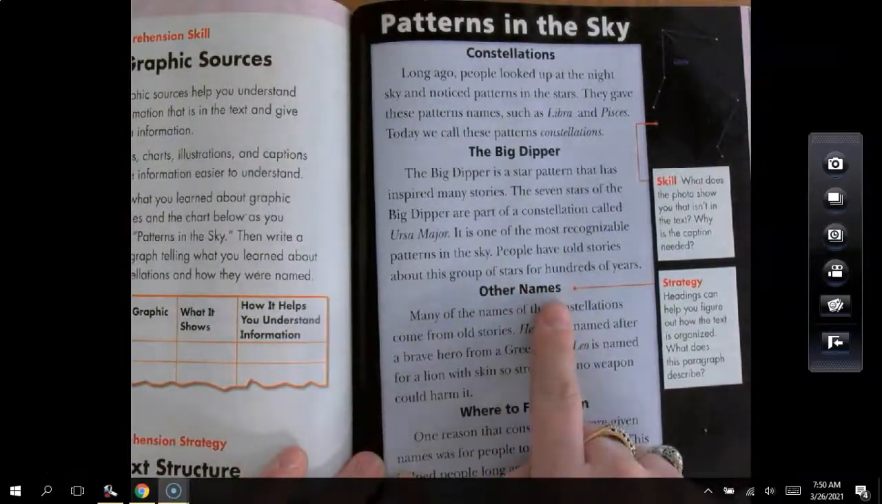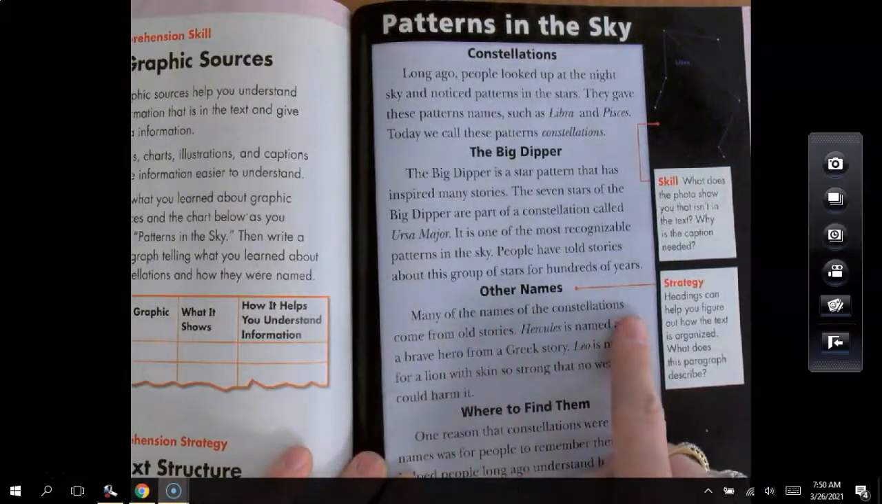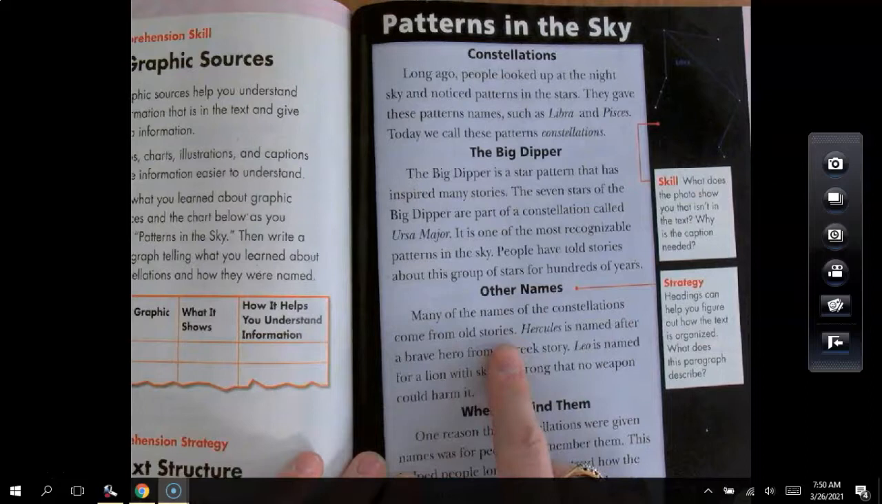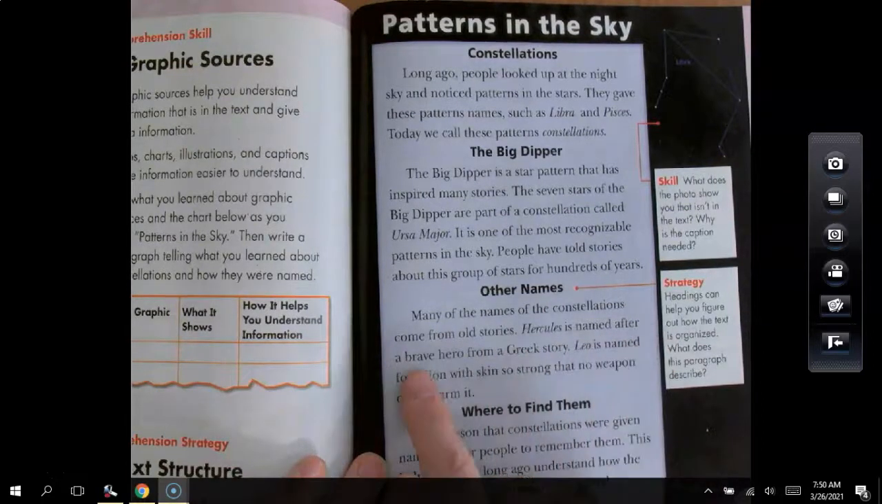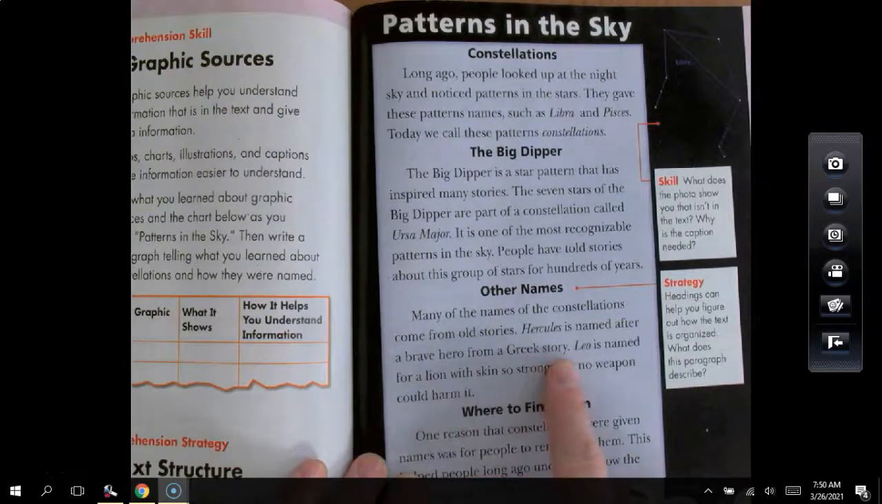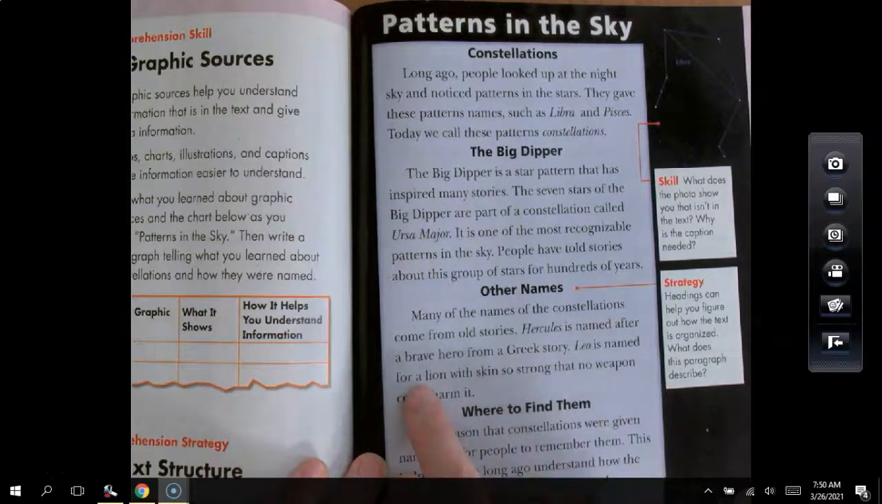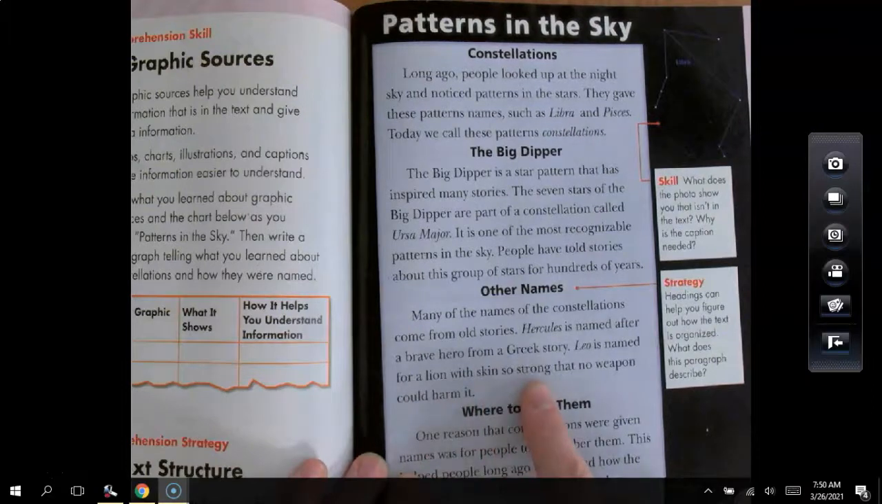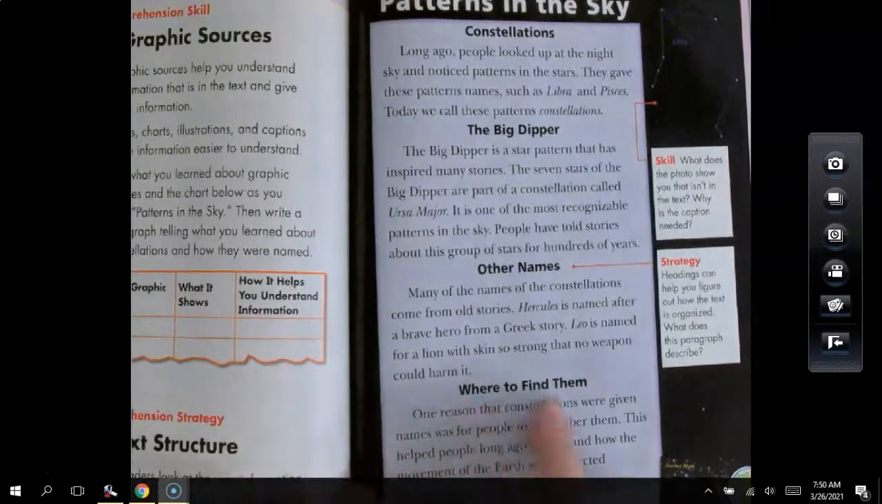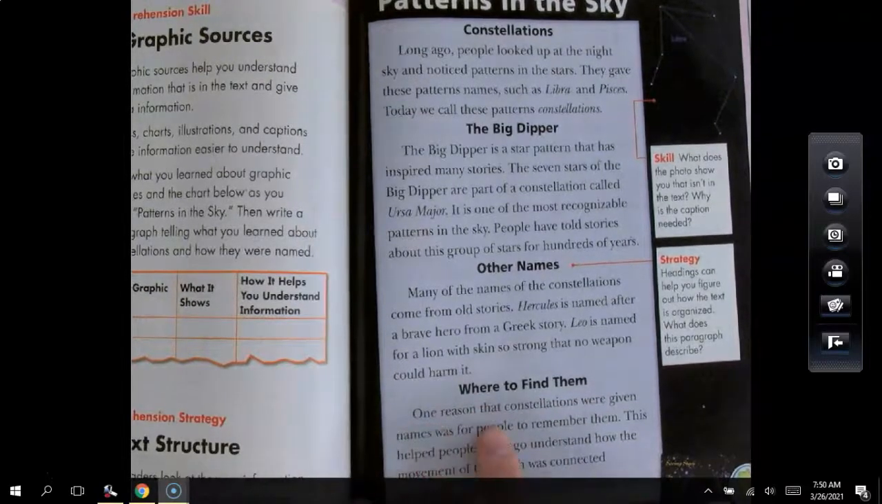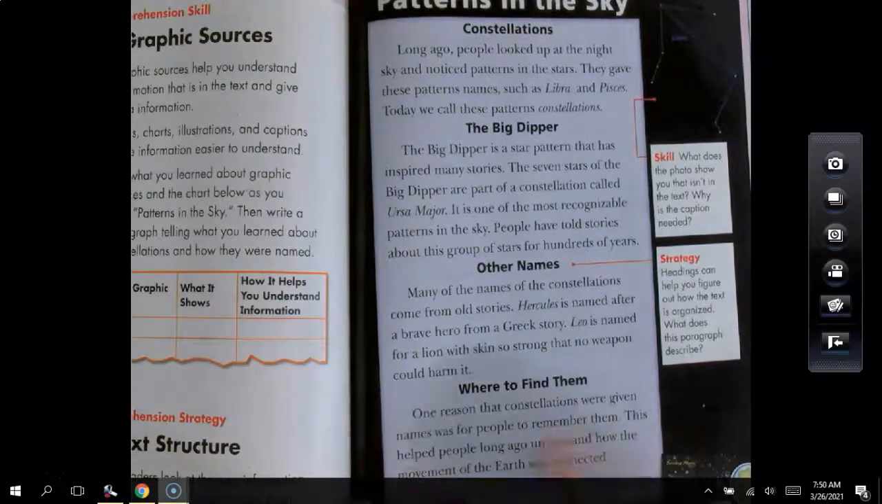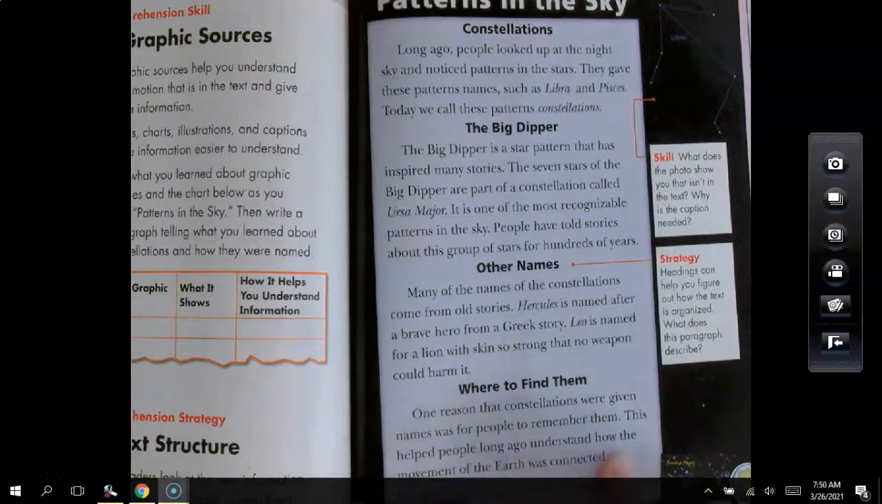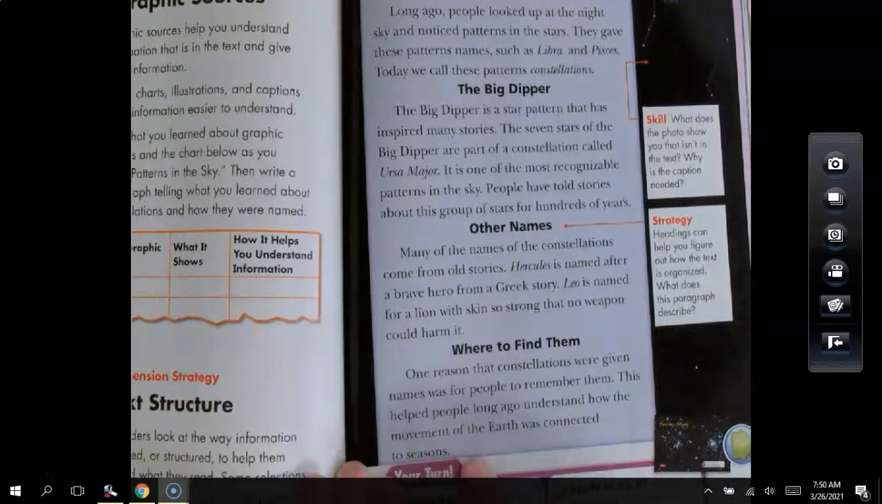Other names. Many of the names of constellations come from old stories. Hercules is named after a brave hero from a Greek story. Leo is named for a lion with skin so strong that no weapon could harm it. Where to find them? One reason that constellations were given names was for people to remember them. This helped people long ago understand how the movement of the earth was connected to the seasons.